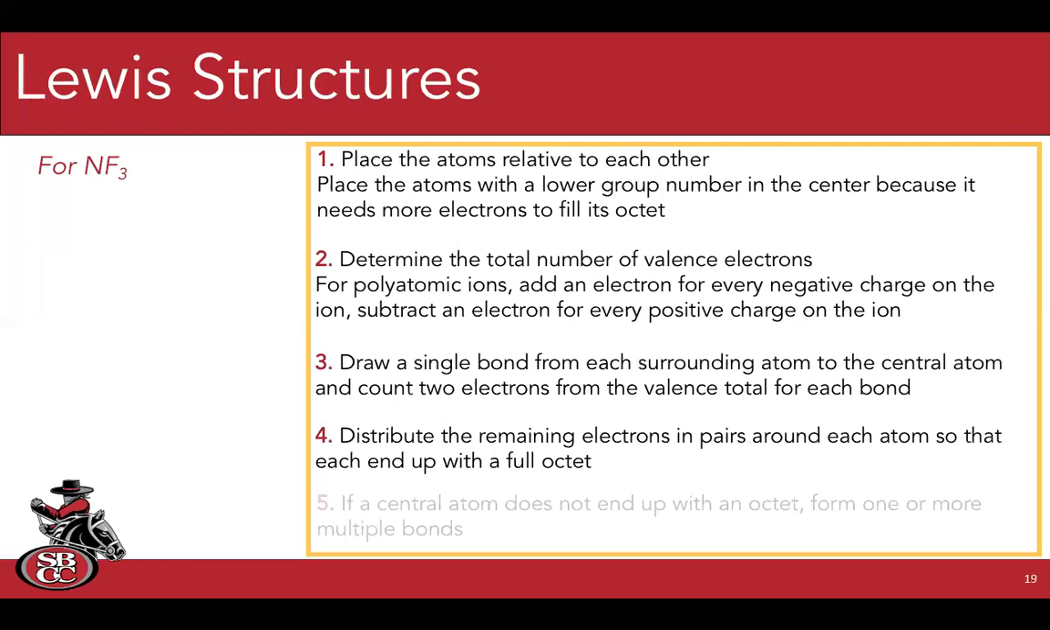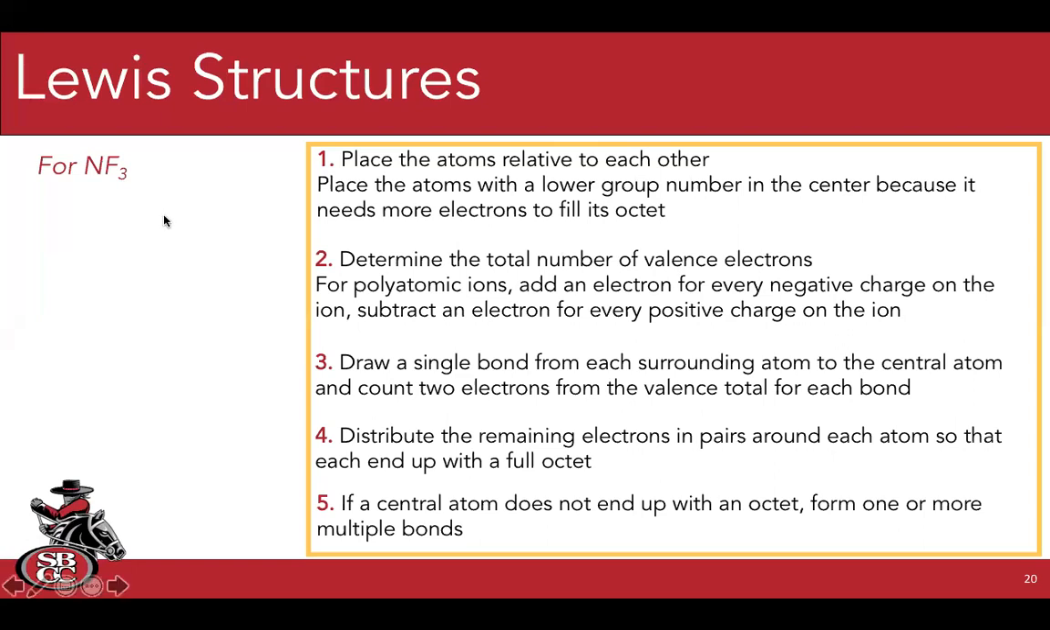Then you're going to distribute the rest of the electrons as lone pairs around the outside atoms so that each ends up with an octet, a total of 8 electrons, with each covalent bond counting as 2 electrons. And then if the central atom doesn't end up with an octet, you're going to start moving lone pairs into double bonds until you fulfill your octet.